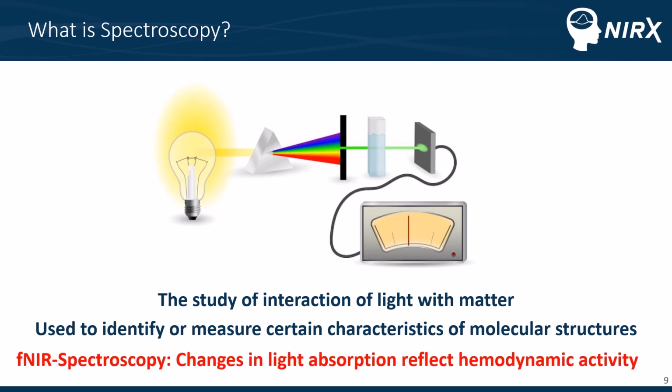With fNIRS, that tube there, it's not a test tube, it's the human brain. So we're sending light into the human brain to determine information about changes in hemodynamic activation.